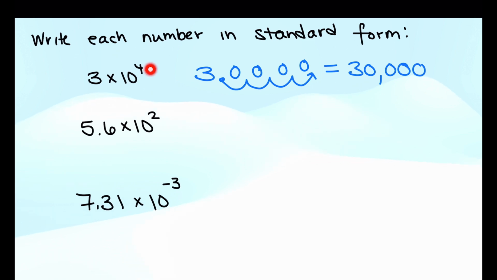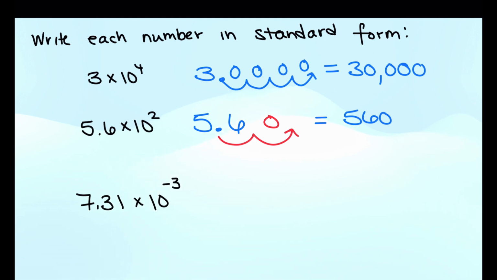If your 10 has a positive power, we move the decimal to the right because we're talking about a big number. So for example, 5.6 times 10 squared, we can take that decimal, it's a 10 to the positive 2, so move the decimal to the right 2 units, and that gives me 560. So if our power of 10 has a positive exponent, we're talking about a big number, we're going to move the decimal to the right. If our power of 10 has a negative exponent, we're talking about a small number, and we're going to move our decimal to the left.